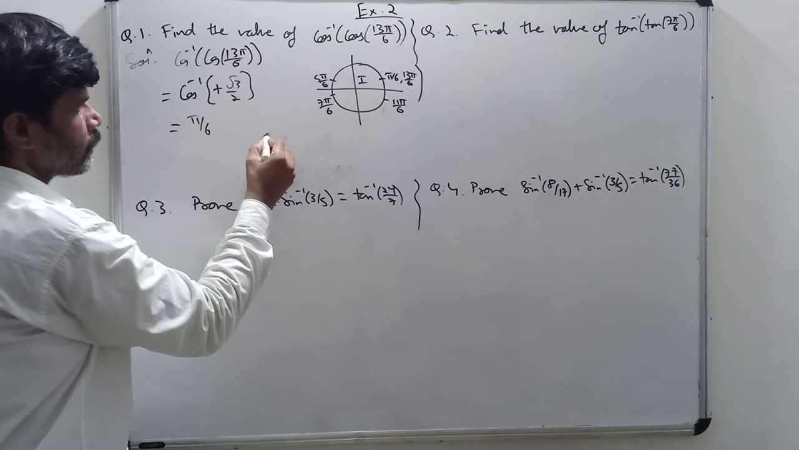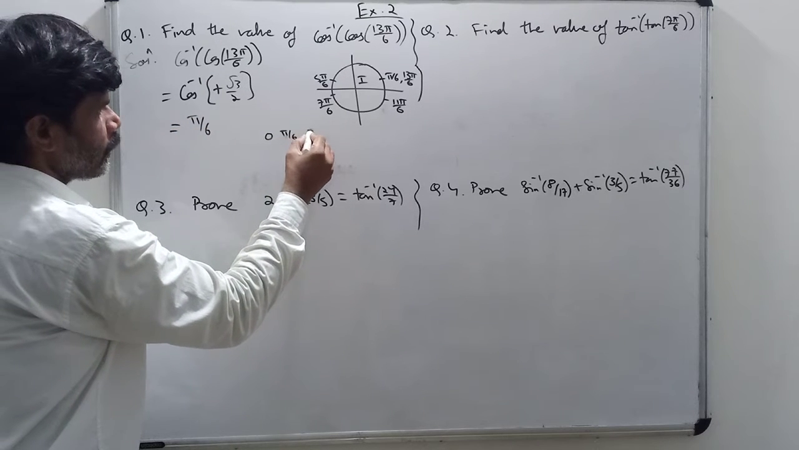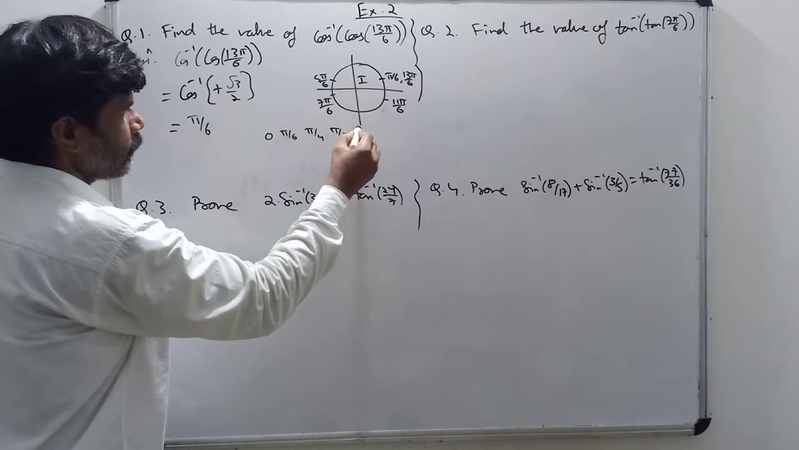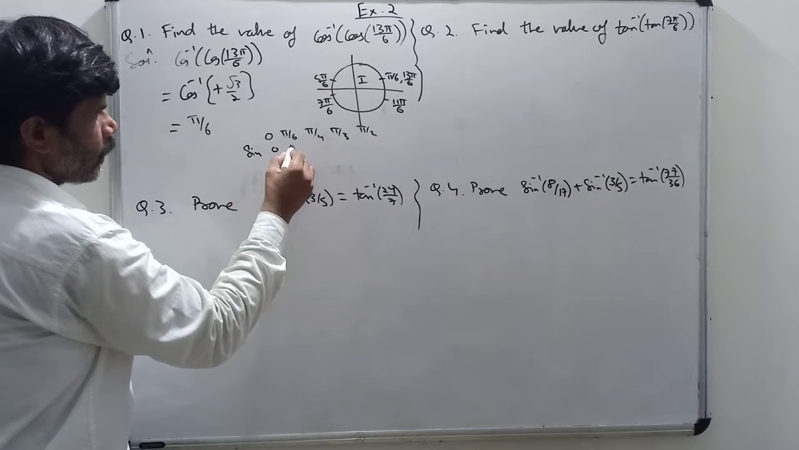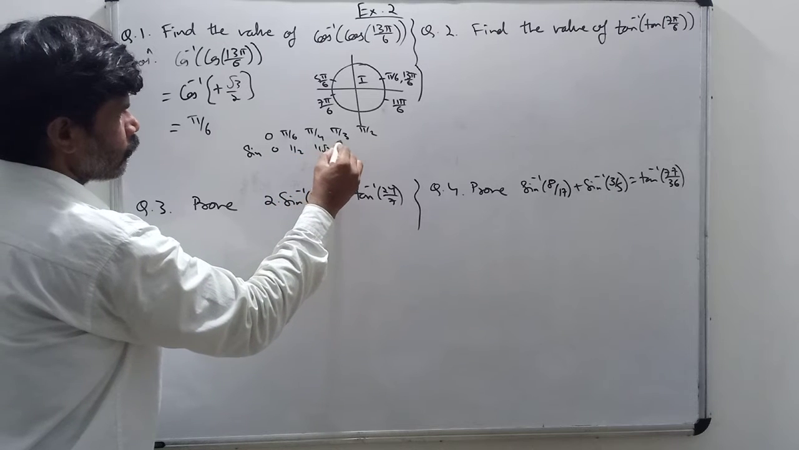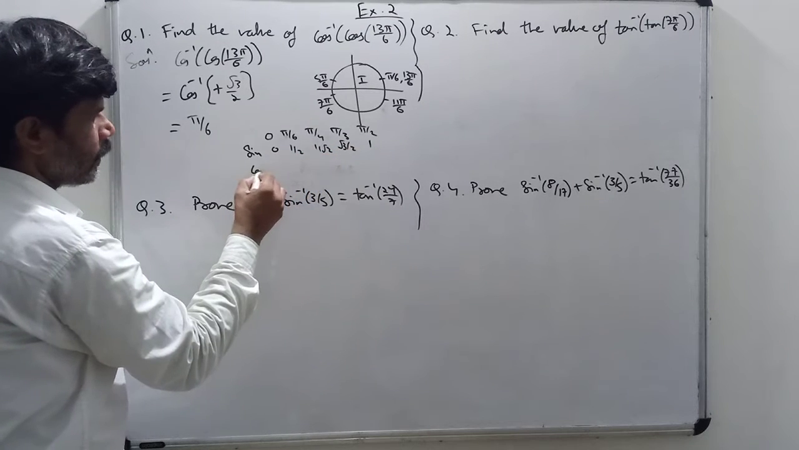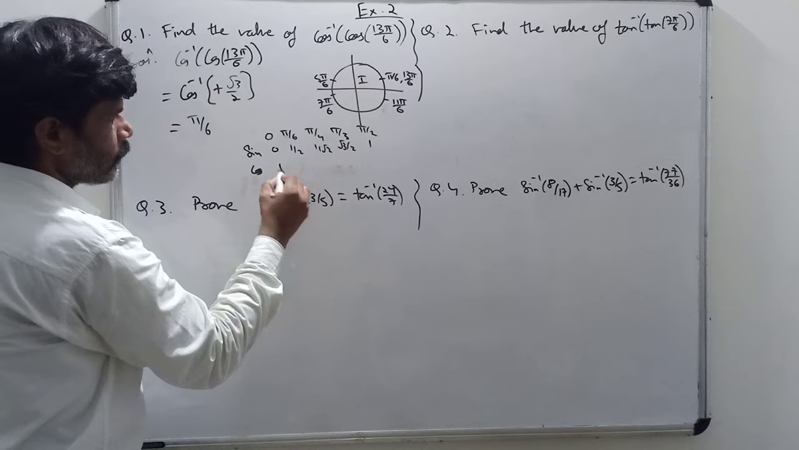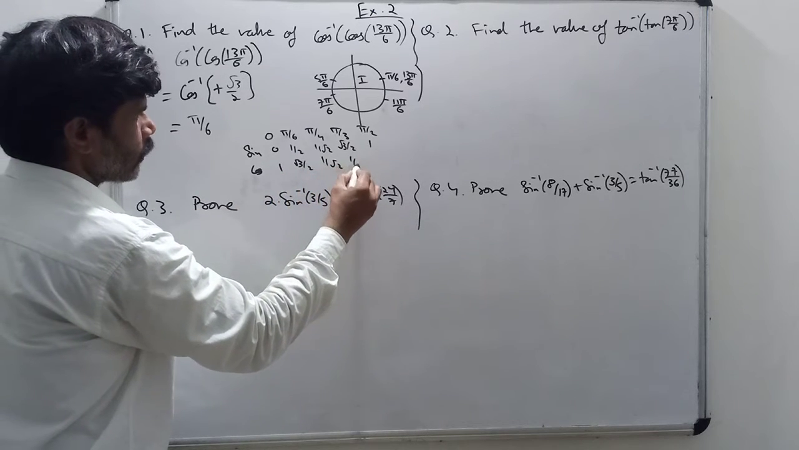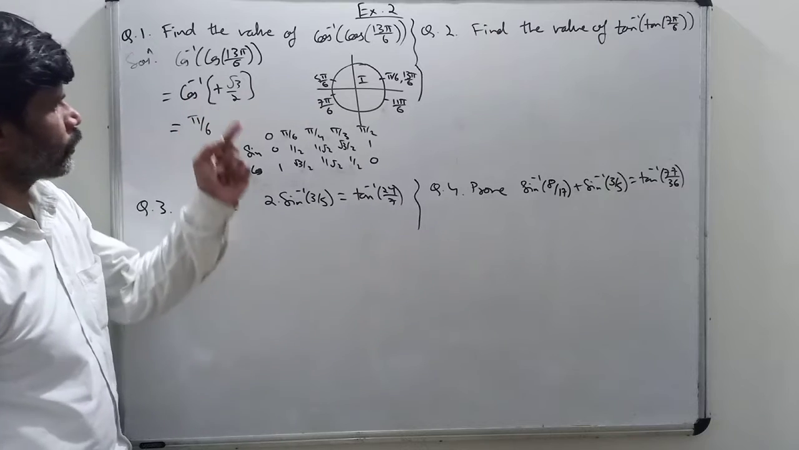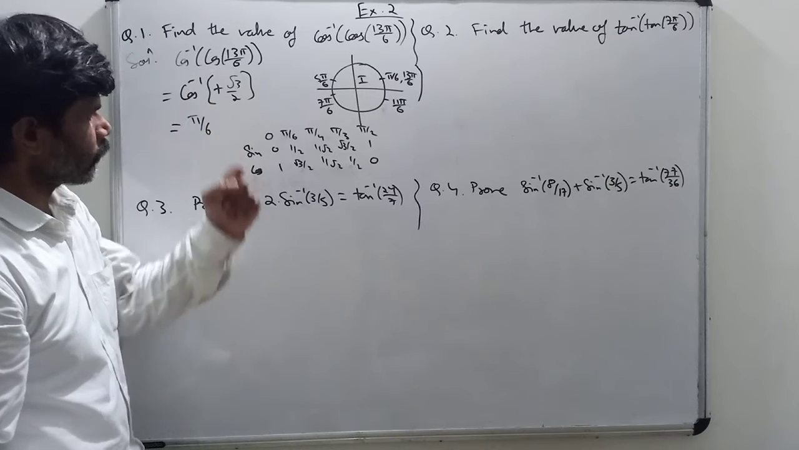You should know that table. 0, pi by 6, pi by 4, pi by 3, pi by 2. Here it will be sin: 0, 1 by 2, 1 by root 2, root 3 by 2 and 1. And here it will be cos, the image of that: 1, root 3 by 2, 1 by root 2, 1 by 2 and 0. So cos inverse of root 3 by 2 we want.